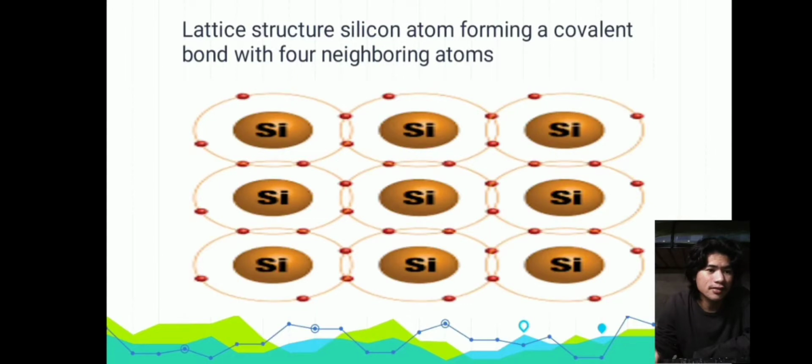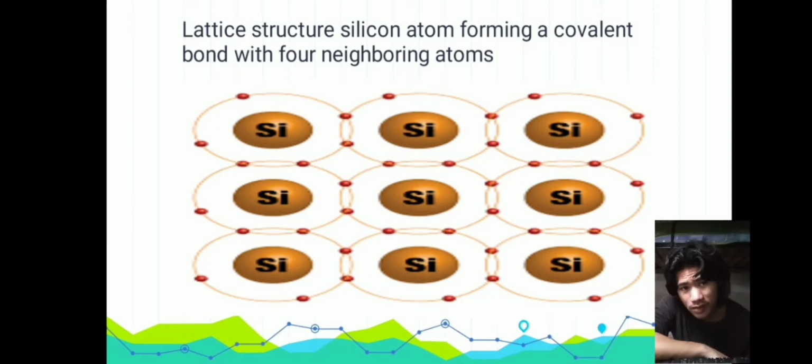Yes. Lattice structure, silicon atom forming a covalent bond with 4 neighboring atoms. So, ito yung silicon atom natin forming a covalent bond with its kapwa silicon yan na.